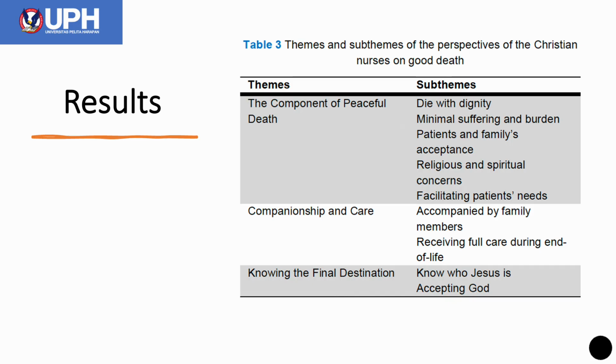The second theme was companionship and care. That the patient was accompanied by the family members, and that they receive full care during the end of life. The last one, as this is the perspective of the Christian nurses, they mention the expectation that the patient knows their final destination. It includes that they know who Jesus is and they accept God.